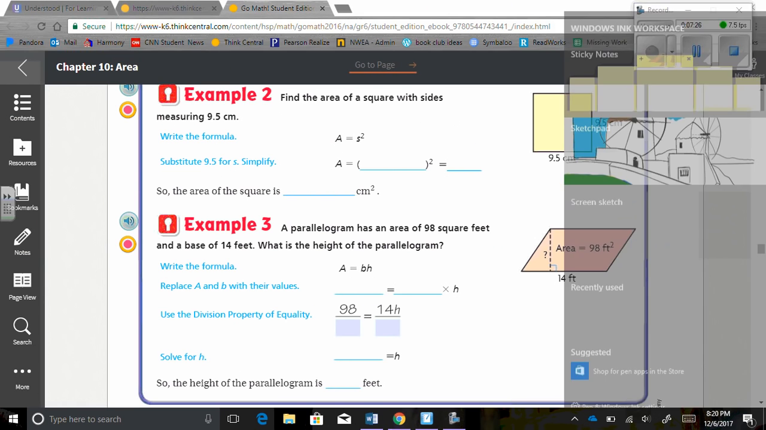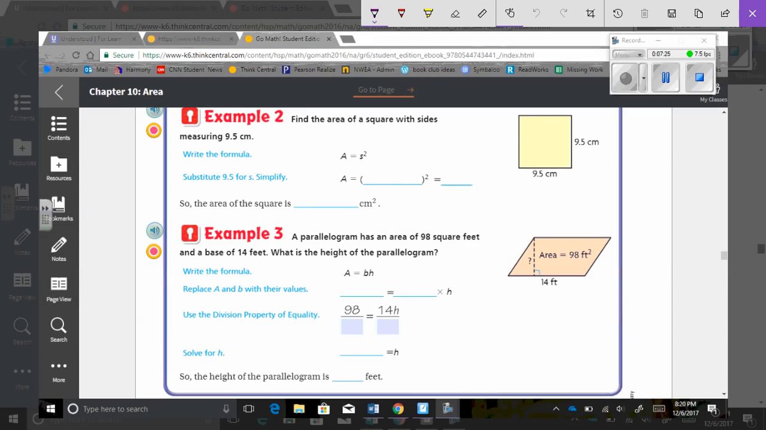Okay, and let's go ahead and look at example 2. We're going to find the area of a square with sides measuring 9.5 centimeters, or 9 and 5/10 centimeters. So first you're going to start out writing that formula. And when it's a square, you know that the length and the width are going to be the same. So you could write it as area equals S squared, which means both sides squared. If you remember, writing something squared means a number times itself.